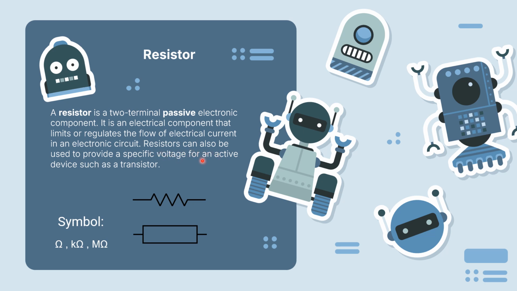A resistor can also be used to provide a specific voltage for an active device such as a transistor. So if we want to have a driver for our transistor or any other active component, we can use a resistor to provide that voltage. The symbol is like this in the circuit, and the unit is ohm or kilo ohm, which means 1000 times ohm, or mega ohm, which means a million times ohm.